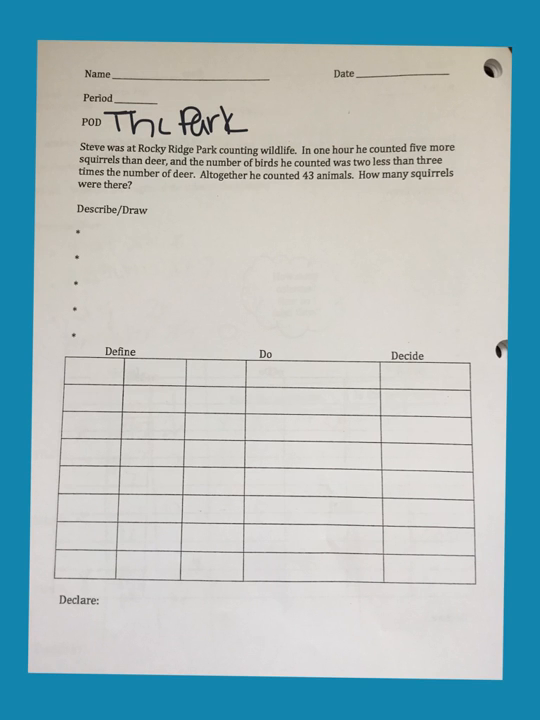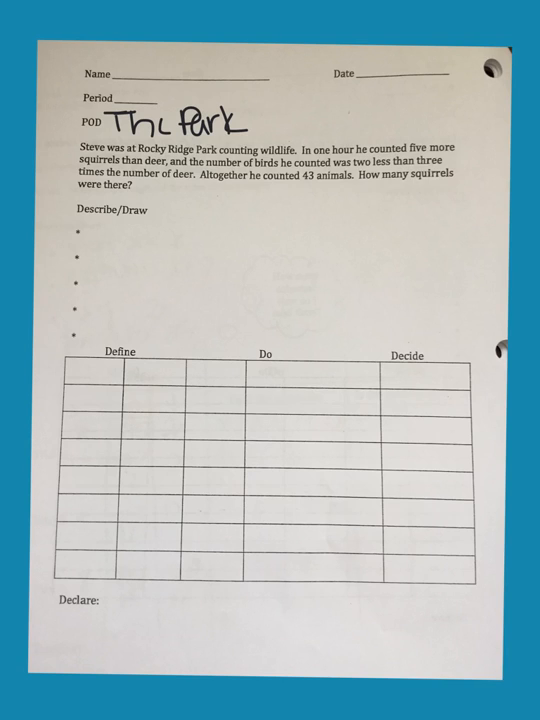For our second problem, POD the park, Steve was at Rocky Ridge Park counting wildlife. In 1 hour, he counted 5 more squirrels than deer. And the number of birds he counted was 2 less than 3 times the number of deer. Altogether, he counted 43 animals. How many squirrels were there?